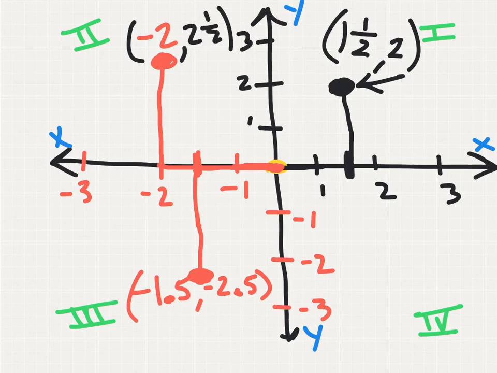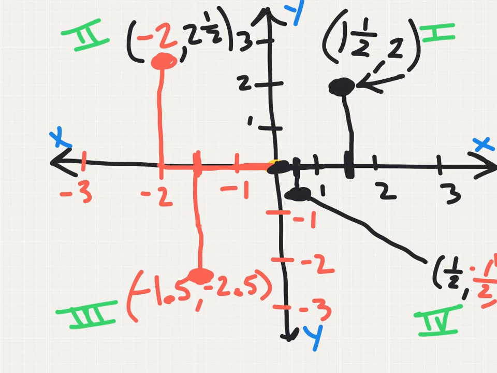And then finally, if I had the ordered pair of (1/2, -1/2), I would start at the origin. I would move right for positive 1/2, which is halfway between 0 and 1, or right here. Right to 1/2, and then down, because it's negative on the y-axis, negative 1/2, I would move down halfway between 0 and negative 1. So that this point right here would be (1/2, -1/2).